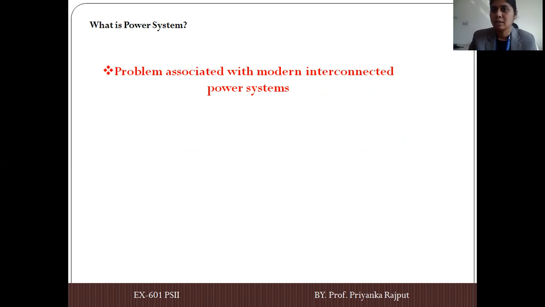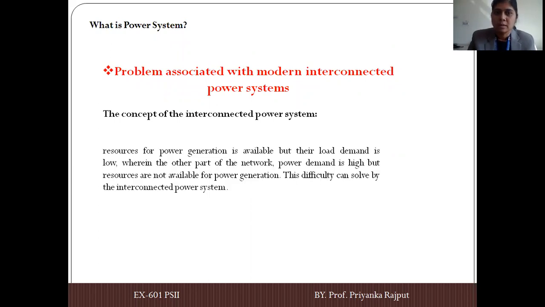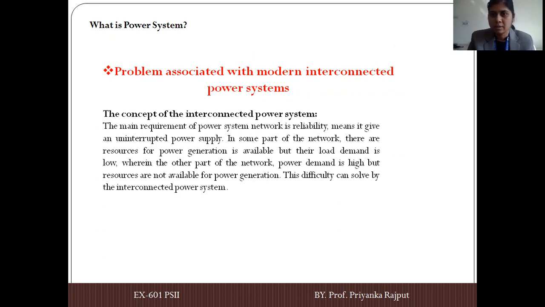Before this topic, we will discuss what an interconnected system is. The concept of an interconnected power system comes from the main requirement of a power system network, which is reliability, meaning it gives an uninterrupted power supply. In some part of the network, power generation resources are available but the load demand is low, whereas in another part of the network the power demand is high but resources are not available for power generation. This difficulty can be solved by the interconnected power system.